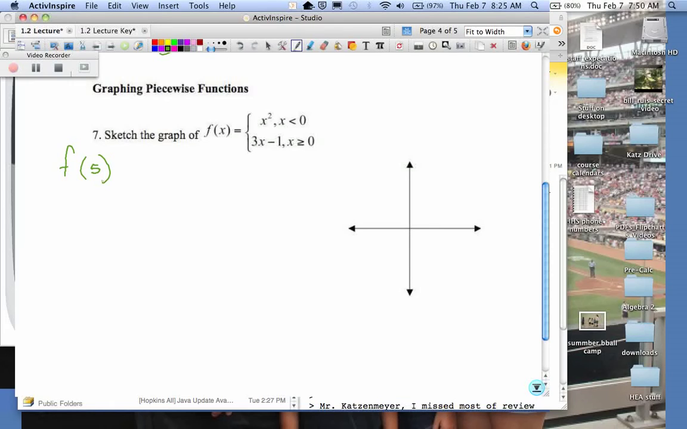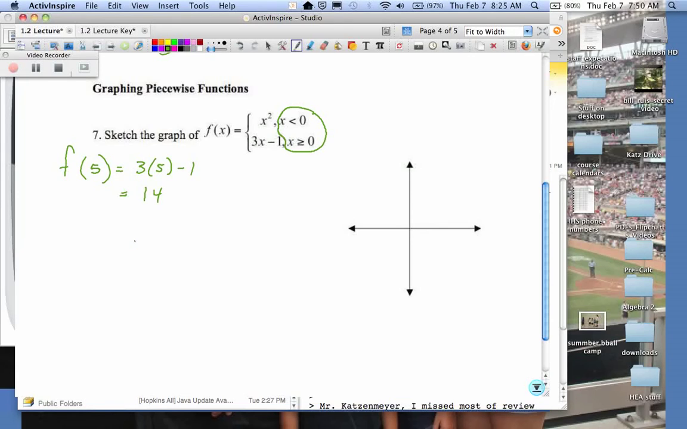Remember, with the piecewise function, we have to pay attention to the rule that's sitting behind them. Is 5 more than 0 or less than 0? It's more than 0, so you should be plugging it into the bottom function. 3 times 5 minus 1. 3 times 5 is 15. Minus 1 is 14. So the output is 14.